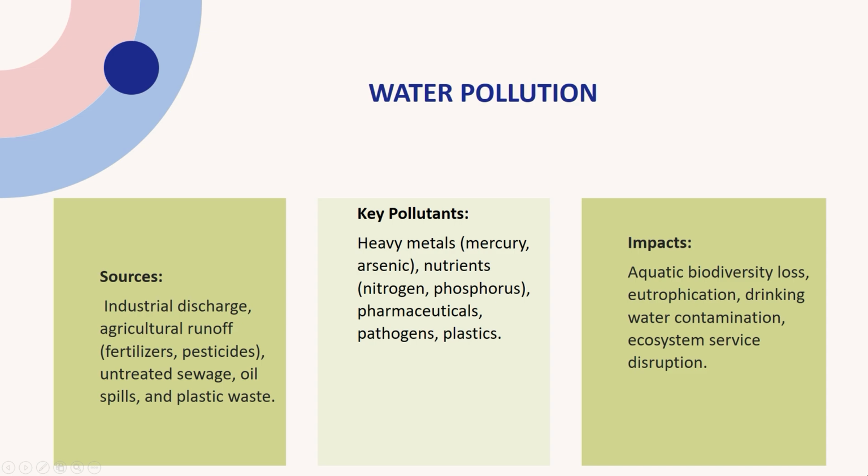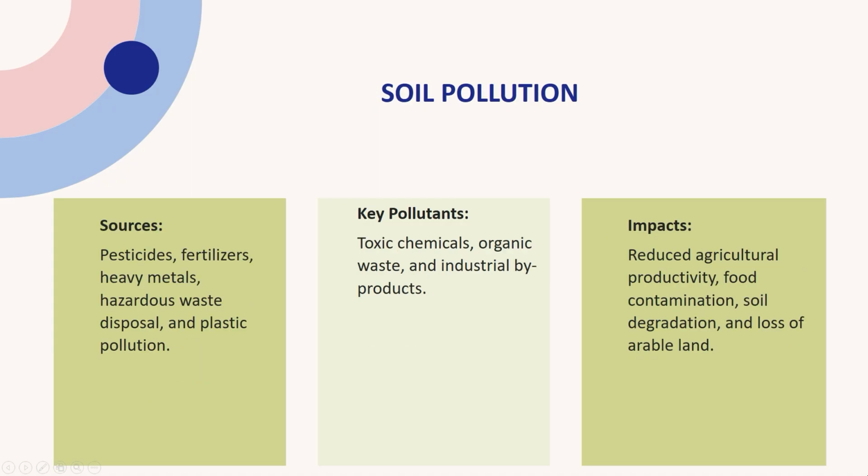Next is water pollution. Sources of water pollution are industrial discharges, agriculture runoff such as fertilizers and pesticides, untreated sewage, oil spills and plastic waste. The key pollutants of water pollution are heavy metals such as mercury and arsenic, nutrients such as nitrogen and phosphorus, and pharmaceuticals, pathogens and plastics. Impacts of water pollution are aquatic biodiversity loss, eutrophication, drinking water contamination and ecosystem services disruptions.